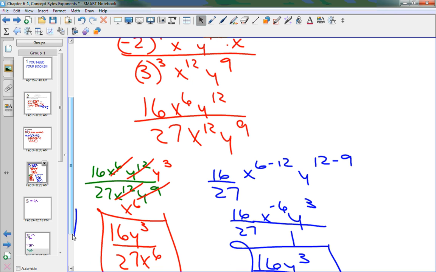Okay, if you do this either way, what I want you to understand is get rid of your negative exponents last. I didn't touch my negative exponents before, did I? I added or subtracted first, and then I got rid of my negative exponents. Do we all understand that?